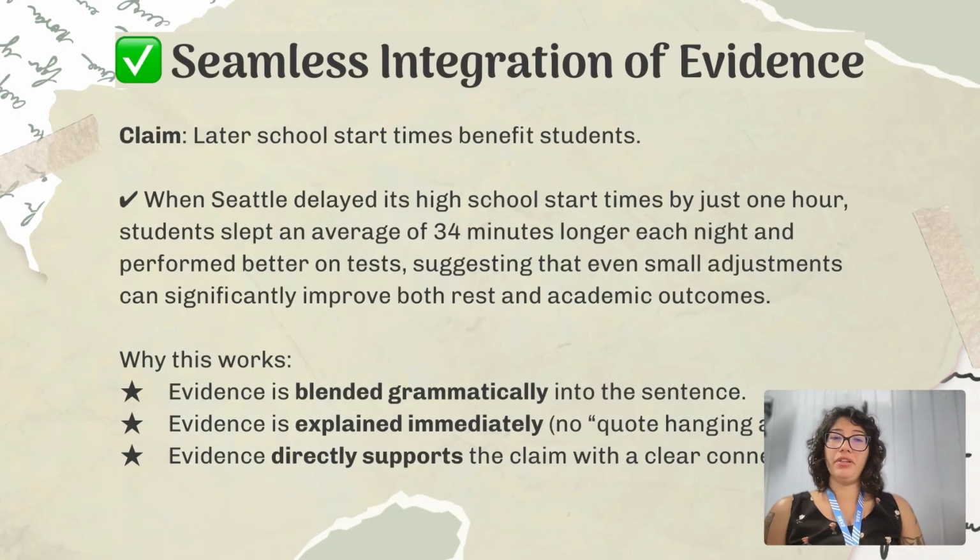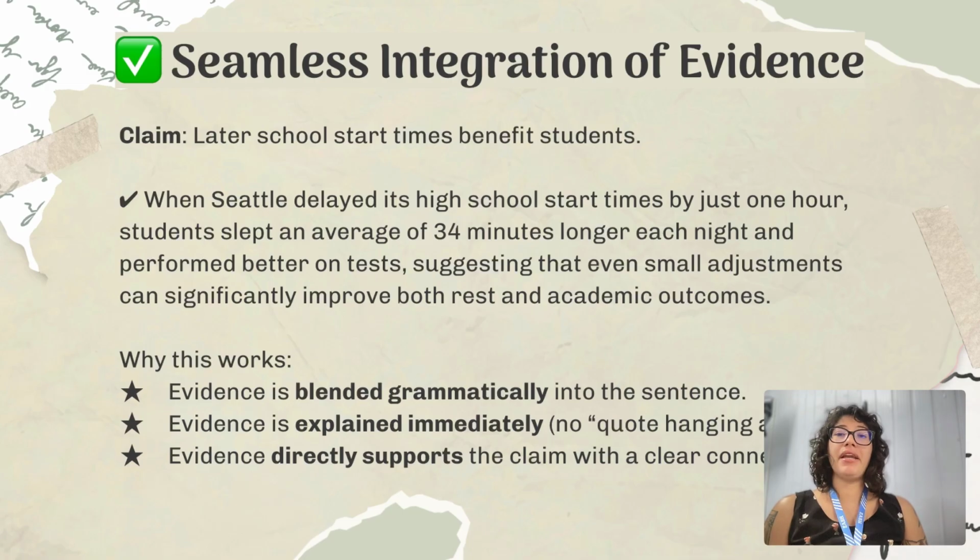So this is kind of how that would look. The claim is later school start times benefit students, which of course is not a great claim. But if we're looking at evidence, when Seattle delayed, so notice it's specific, Seattle. When Seattle delayed its high school start times by just 1 hour, students slept an average of 34 minutes longer each night and performed better on tests, suggesting that even small adjustments can significantly improve both rest and academic outcomes.